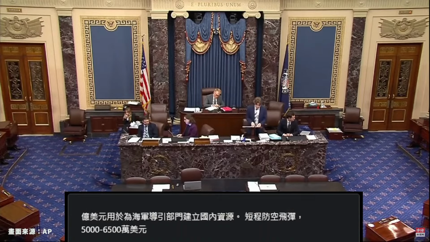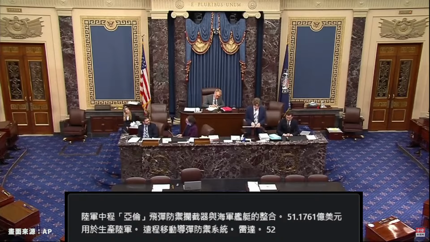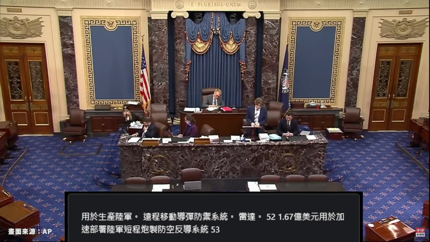51, $176,100,000 for production of Army long-range movable missile defense radar. 52, $167 million for accelerated fielding of Army short-range gun-based air and missile defense system. 53, $40 million for development of low-cost alternatives to air and missile defense interceptors. 54, $50 million for acceleration of Army next-generation shoulder-fired air defense system. 55, $91 million for production of Army next-generation shoulder-fired air defense system.